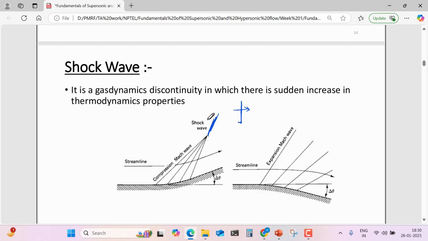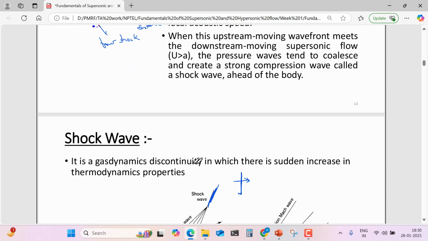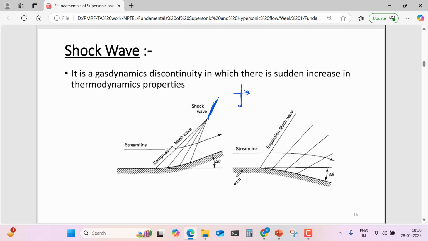So, like before, we told about the formation of the shock wave. Here also two cases are shown. One is the expansion Mach wave, and the other is the shock wave. In the expansion wave, these pressure waves do not coalesce with each other and they diverge from each other. So, these are all Mach waves. And in the case of the shock wave, these compression waves all merge with each other at some point and make up one strong shock. So there are these two types of waves.